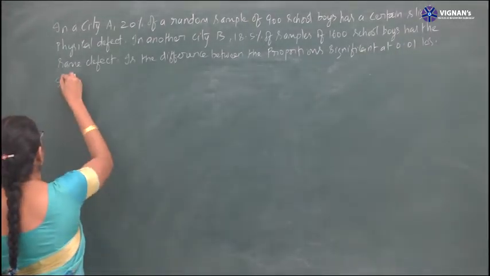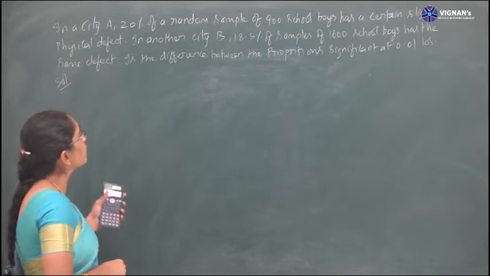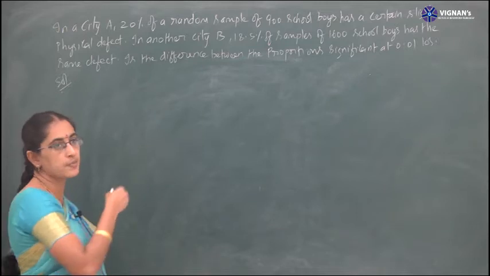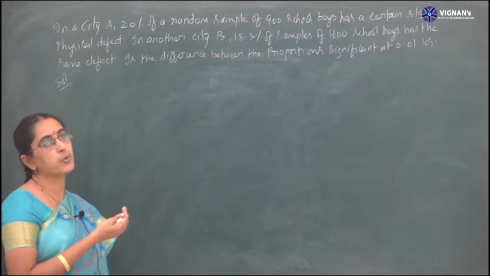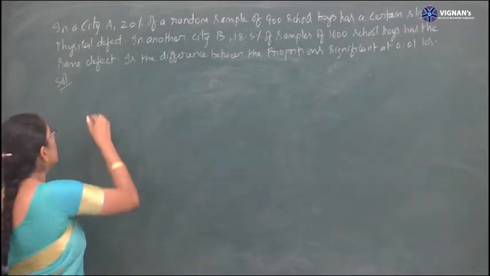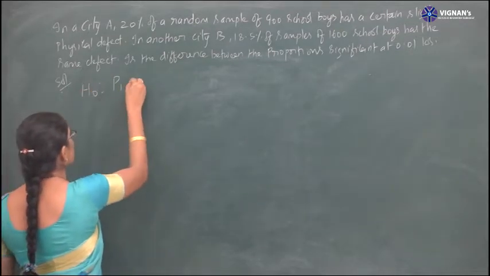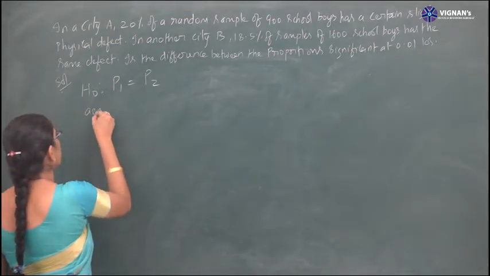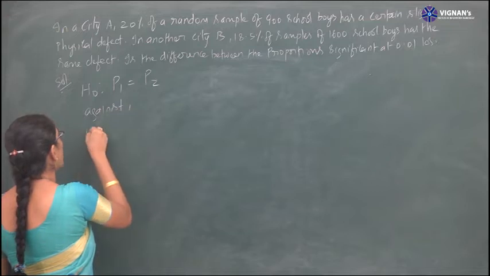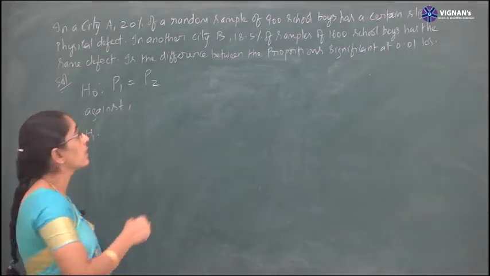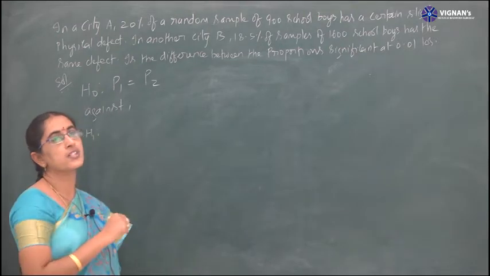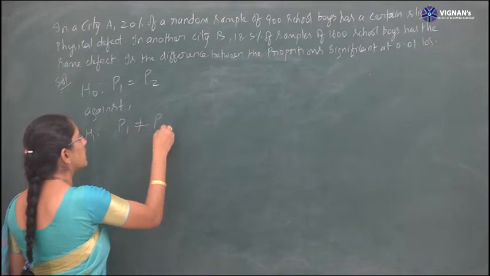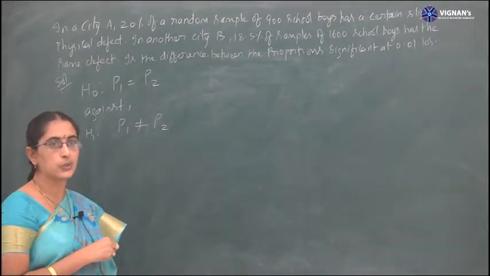Now if we move on to the solution. P1 represents the proportion of defective students from city A and P2 represents the proportion of defective students from city B. Then obviously the null hypothesis will be H0: capital P1 equal to capital P2. Then as for H1, there are no comparable words in this question. The question is whether the difference between the proportions is significant. So no comparable words means H1 will be two-tailed, that is P1 not equal to P2.